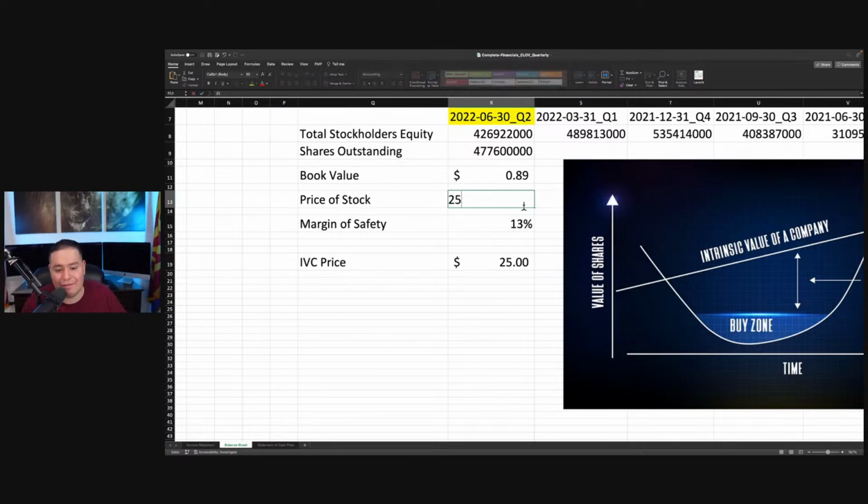If it becomes $25, my margin of safety dropped to 4%. Right now we're at $1.55, which is 58%. Now hold on. Let's assume once the price goes to $25, we have a margin of safety of 4. But now it's not. It's $1.55.